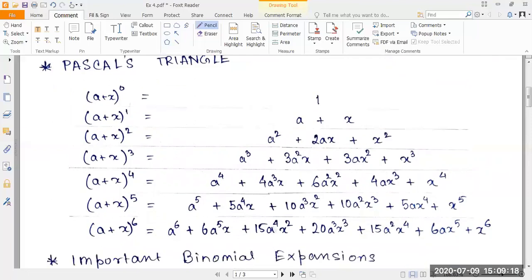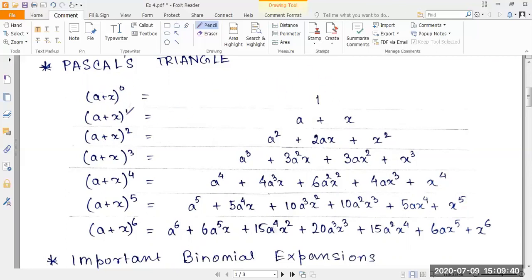Before we go to the nitty-gritties of Pascal's triangle, let's do a simple exercise. You see, I have certain binomial expressions written on this side, and I have written the binomial expansions of these expressions on the right-hand side. So (a plus x) whole to the power 0 is 1, because anything raised to the power 0 is 1.